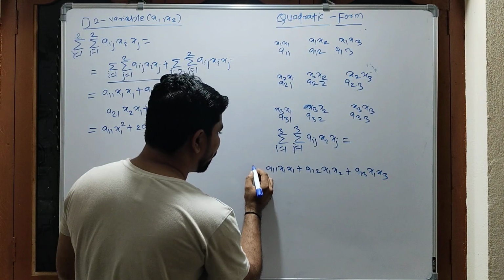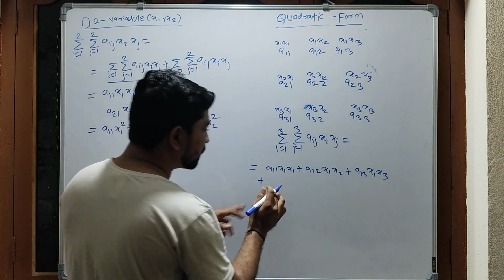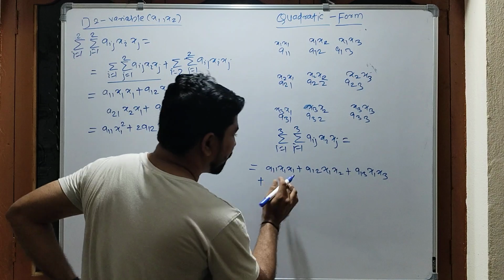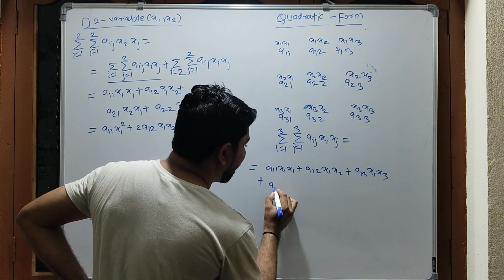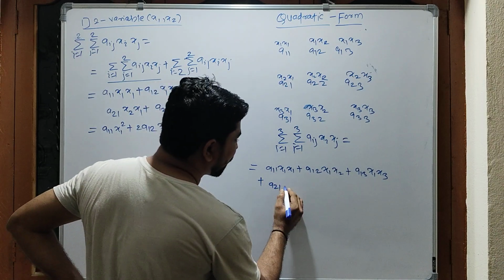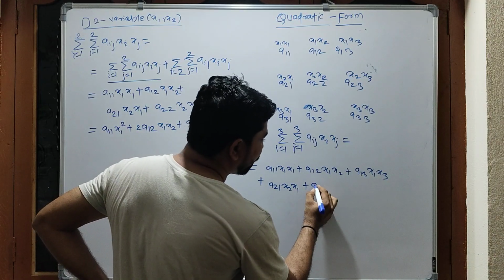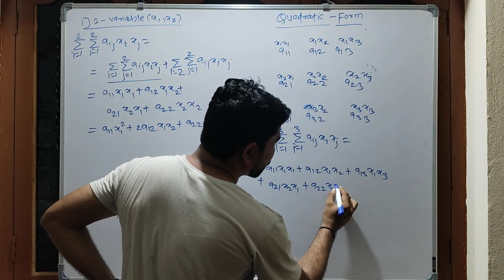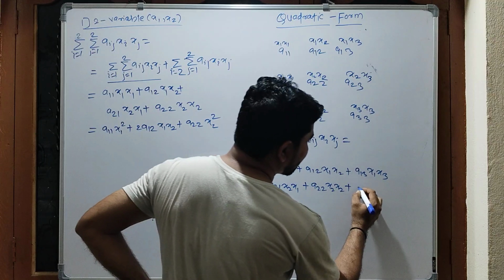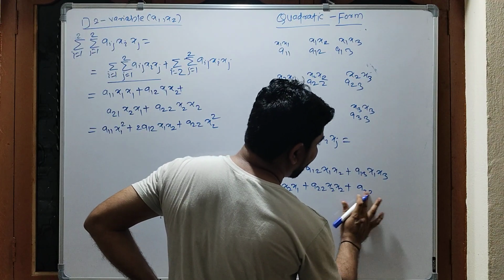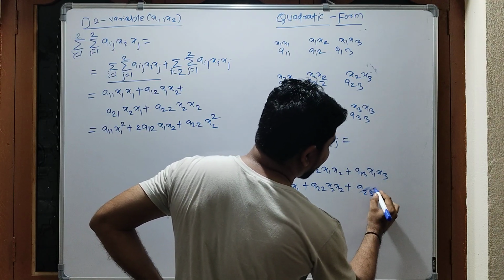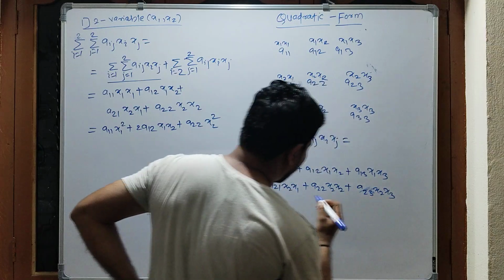Now come to the second row. Here I am writing what corresponds to the second row entries of the matrix: a21, so this is a21 x2 x1, plus a22 x2 x2, plus a23 x2 and x3.